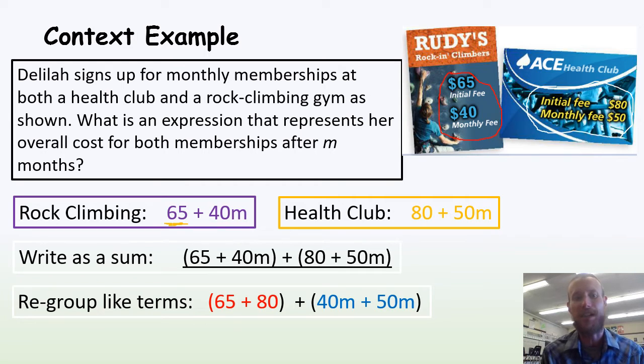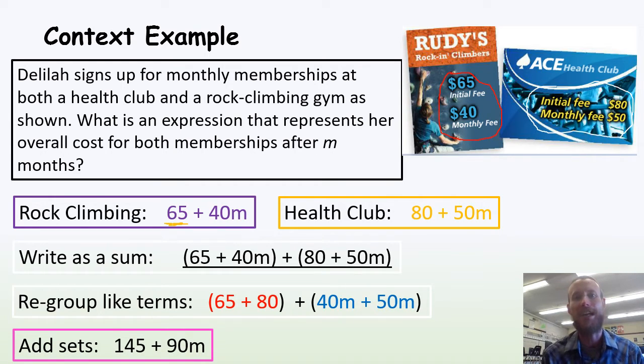Because they're like ideas, like terms. Go ahead and add these 2 together. $65 and $80 gives her an upfront charge of $145, and then $90 per month coming from the 40m plus the 50m. So this is a context example. Again, a lot of problems have this idea of a fixed initial value, in this case the initial fee, and then a variable value that changes per month or per week or for a certain amount of time.